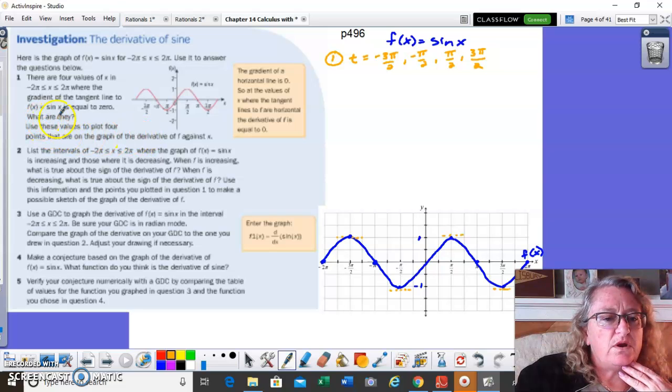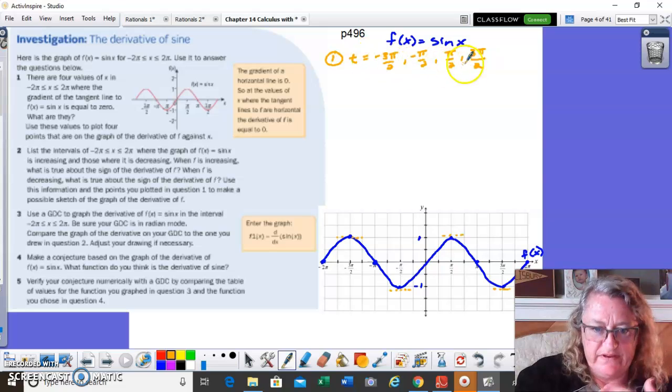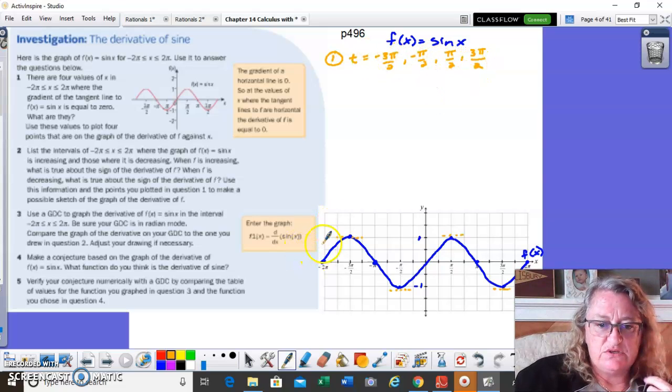We're going to use these values to plot 4 points that are on the graph of the derivative function. Well, we said the derivative is equal to 0 at these points. So I'm going to go ahead and put this in orange. This will be my derivative. So my derivative is equal to 0 at those points. Okay, so I plotted those 4 points.